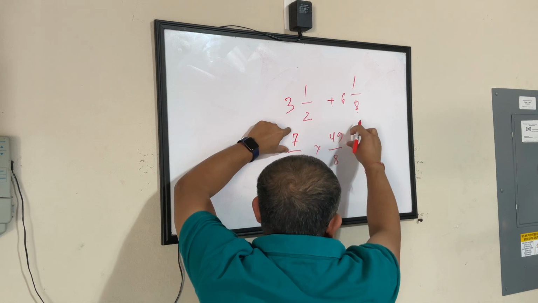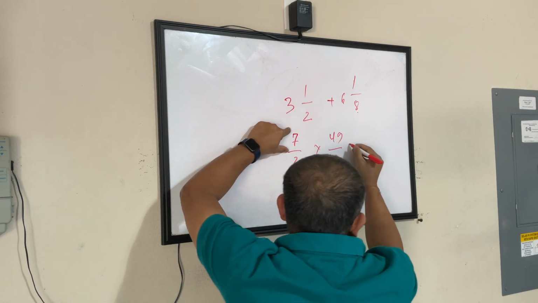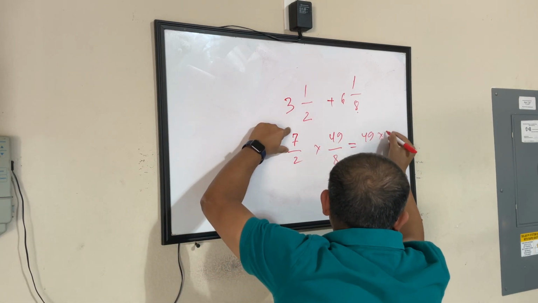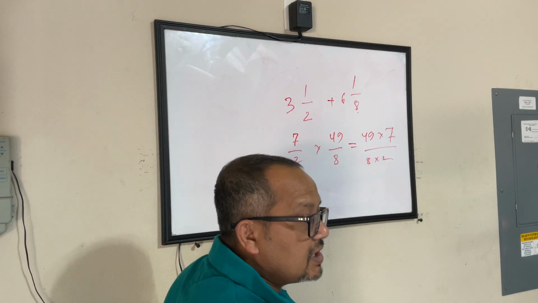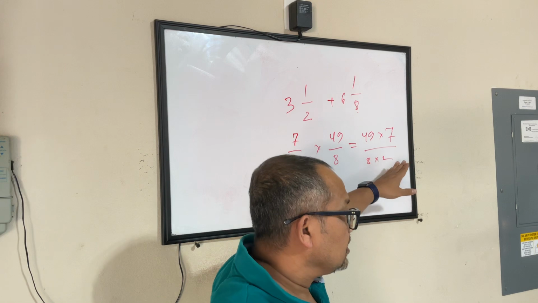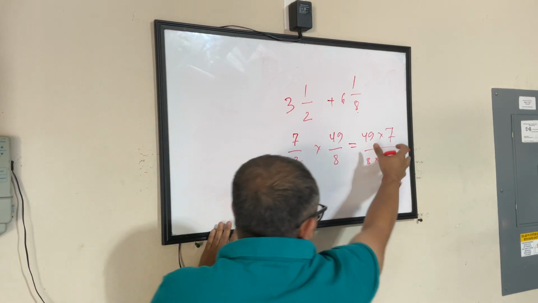Here, 7 and 49, 8 into 2. If you just do that, you are good. Some of you got the answer. My answer would be this.